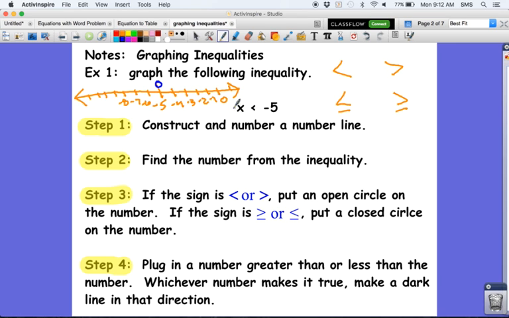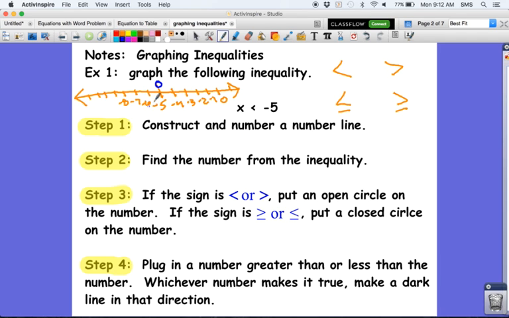Then I need to determine if x is less than negative 5, which numbers are less than negative 5. So this is step 4. The way I can figure that out is I plug in a number that's on my number line in for x and see if it's true or not. So here's what I mean by that.